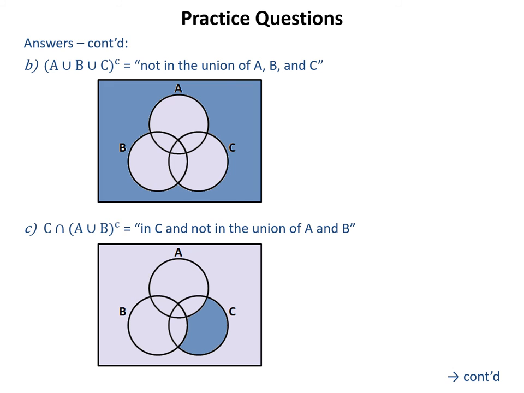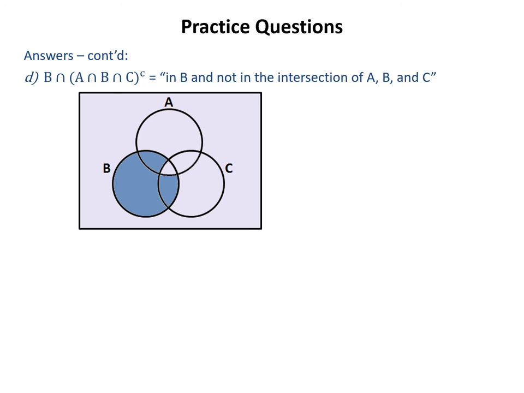Part D, we're asked to find B intersect with the complement of A intersect B intersect C. So we translate this into that we want the part that is in B and is not in the intersection of A, B, and C. And if we think about it this way, that makes it easy to actually figure out the shaded in area.